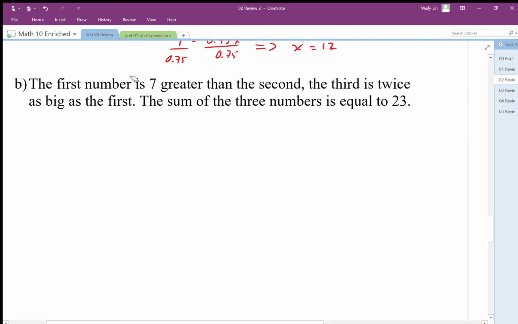The first number is 7 greater than the second, and the third is twice as big as the first. So they're both being compared to the first number. I'm going to let x equal the first number. Then I need to express the second. The first number is 7 greater than the second, which means that if I take the first number and take away 7, I end up with the second number.